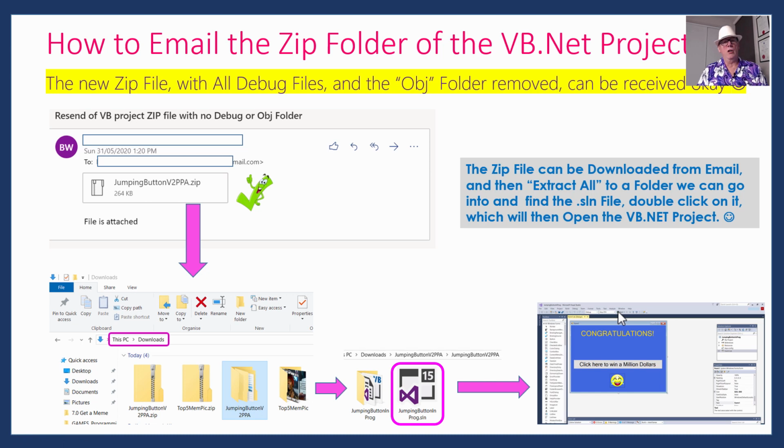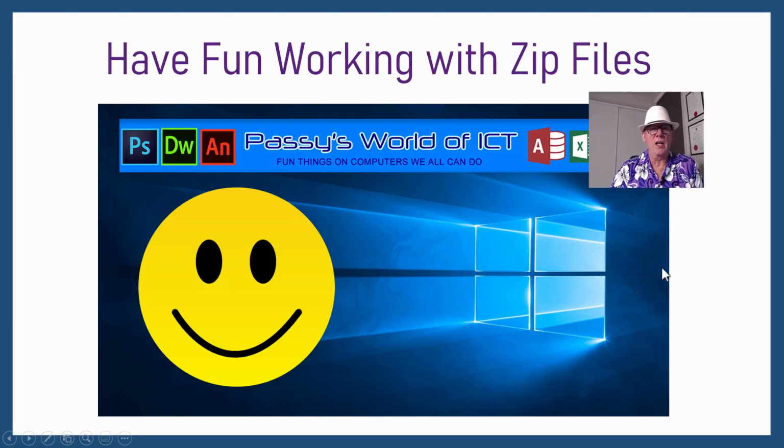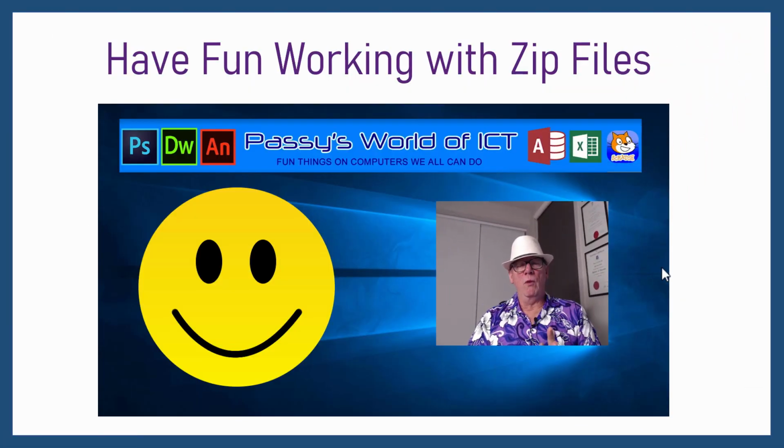And so this is what we used. This is how students can send me their VBNet projects by email. They just need to know to remove those files first, plus the OBJ folder, zip it up, and then they can send it to me and I can extract it out at my end and I can have a look at their project and see what's happening there. All right, so have fun working with zip files.